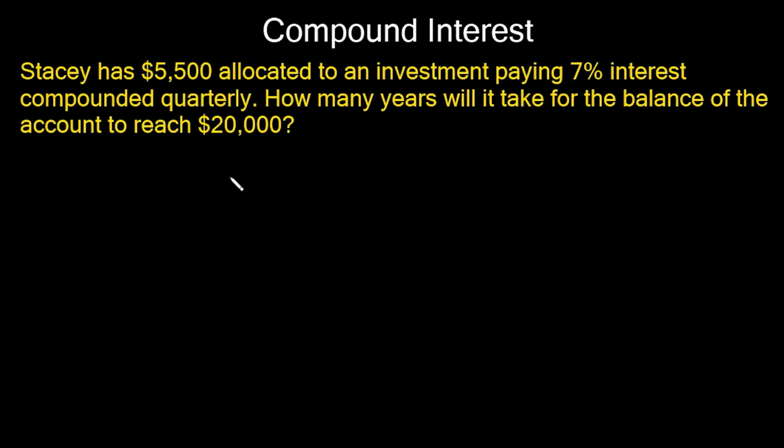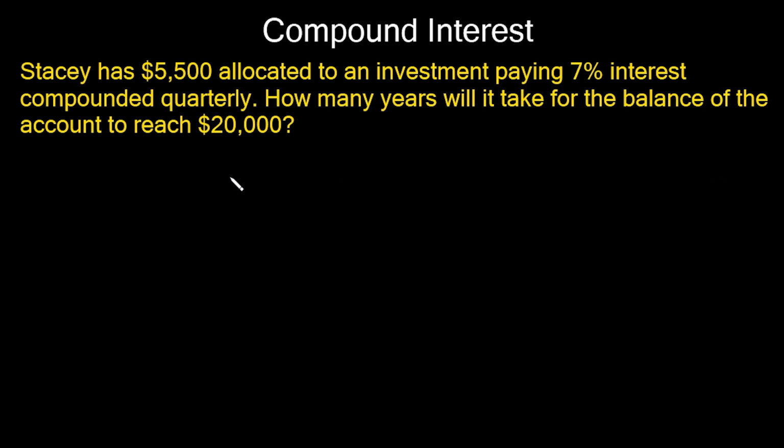So here's our next example, and we're going to go ahead and take a look at it, and then we'll talk about how we're going to set it up. It says Stacy has $5,500 allocated to an investment paying 7% interest compounded quarterly. How many years will it take for the balance of the account to reach $20,000? Now, again, we have that key word there, compounded quarterly, meaning n will be 4 here, right? So quarterly, that means 4. Again, it's per year, so n will be 4 here. But they're giving us the final amount now. They're giving us A, and they want us to solve for time.